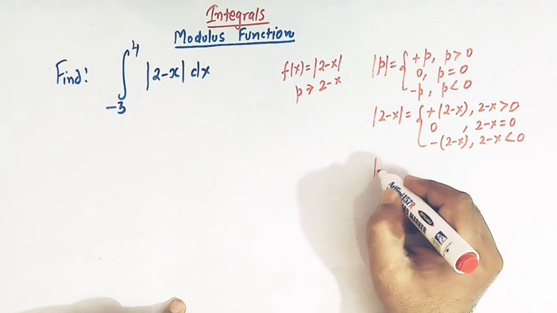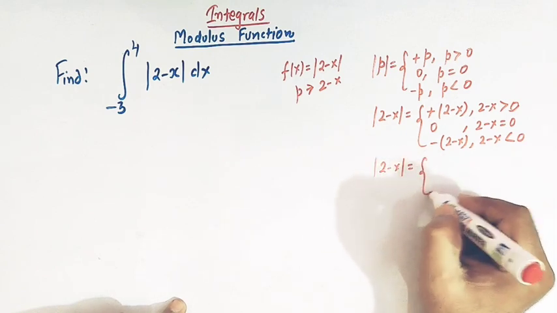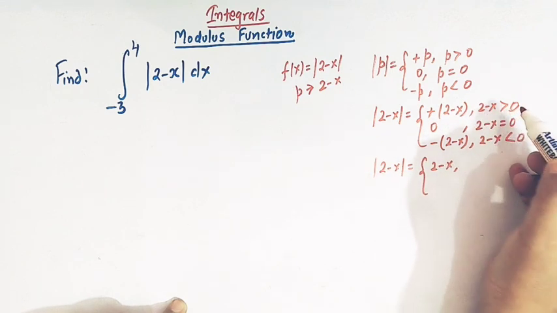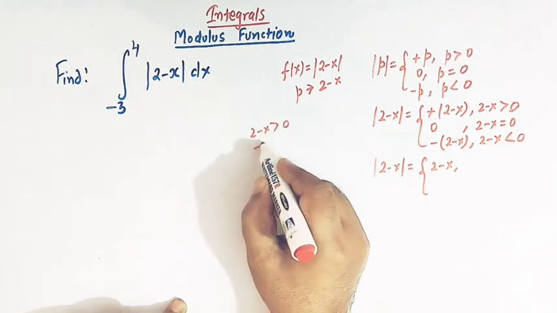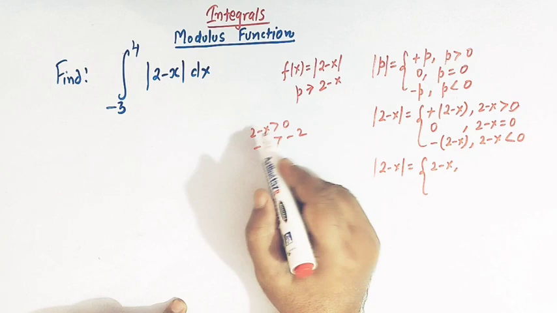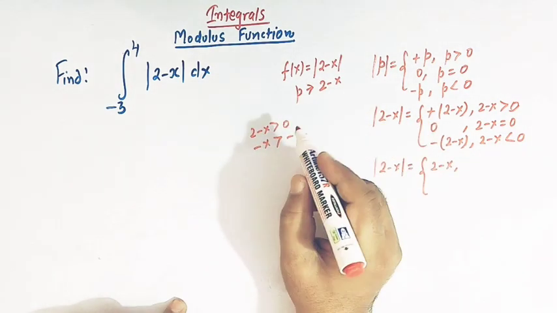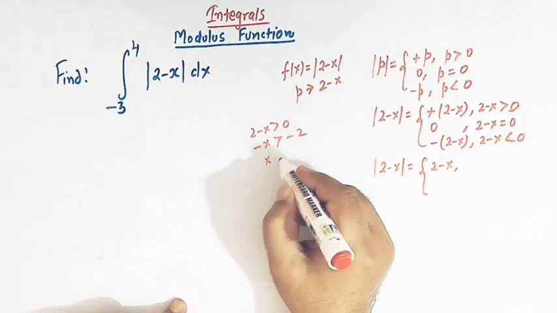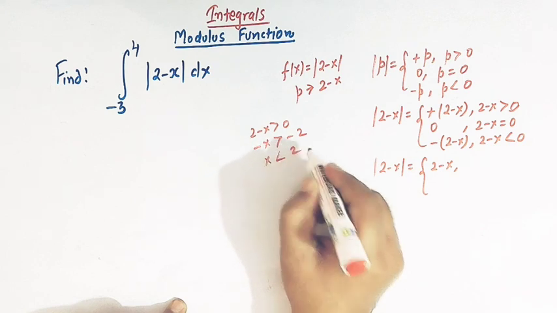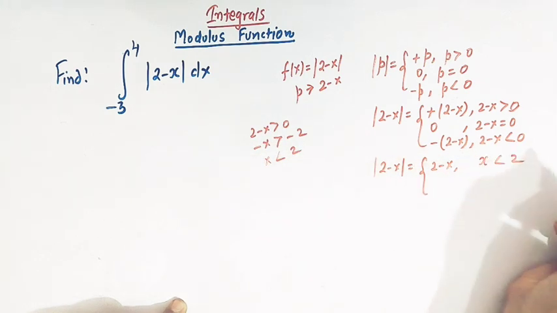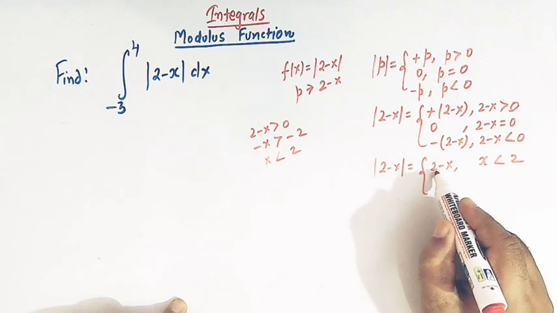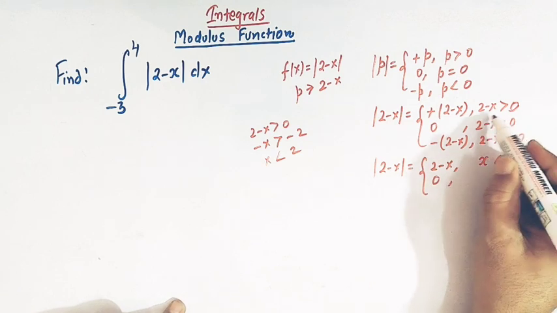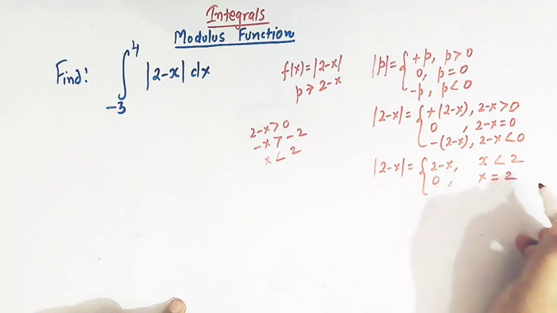So now we can rewrite this definition as mod of 2 minus x, and here we have 2 minus x, and 2 minus x is greater than 0, right? So if we solve this inequality, we'll get minus x is greater than minus 2, taking this 2 to the right hand side and multiplying both sides by negative 1, we get x less than positive 2, but the direction of the inequality gets reversed, right? So when x is less than 2, we have mod of 2 minus x is equal to 2 minus x, right? And here we have 0, 2 minus x is equal to 0. This is a linear equation, so x is equal to 2, right?